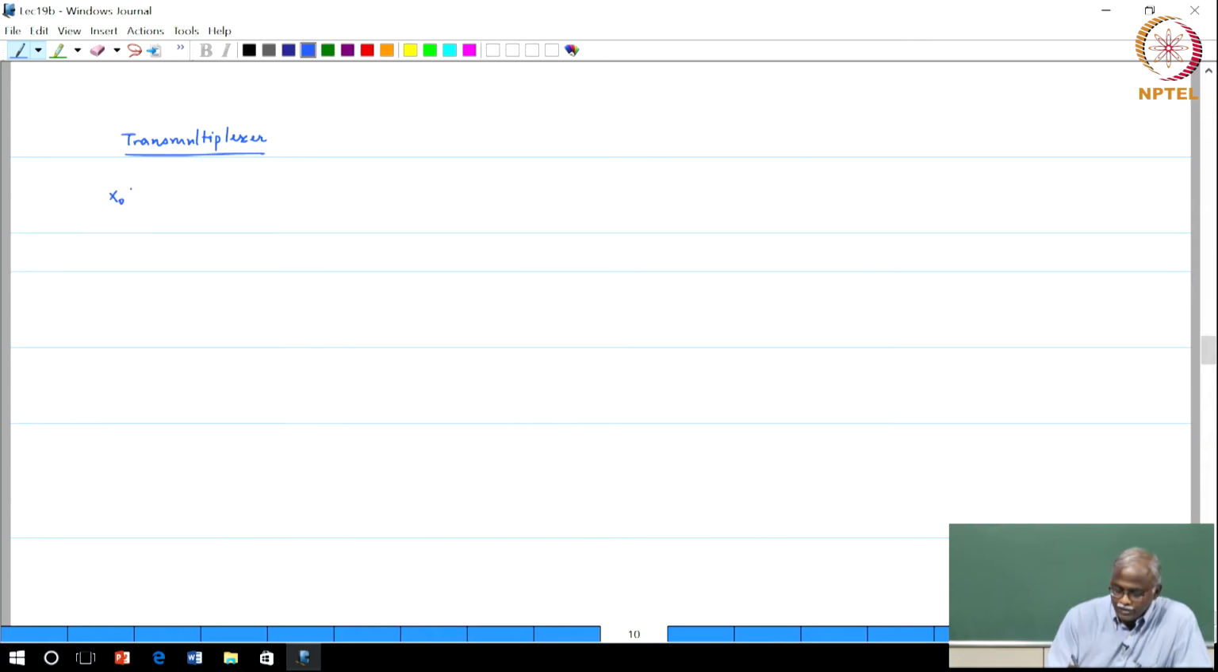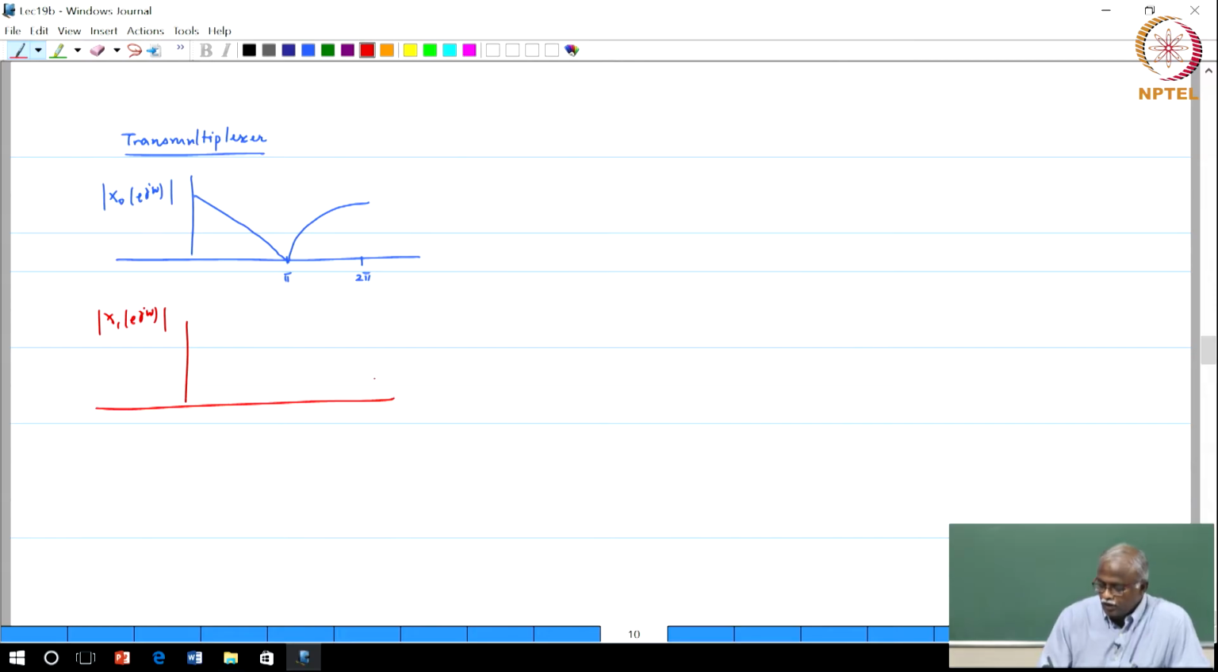Let me call them x naught e of j omega. The spectrum of this signal between 0, pi and 2 pi is as follows. Straight line here. Okay, so it is a complex signal. X1, choose a different color, x1 e of j omega, magnitude, 0 pi 2 pi, the spectrum. It is a real signal, but it does not have low frequencies, it has got high frequency content. Okay.